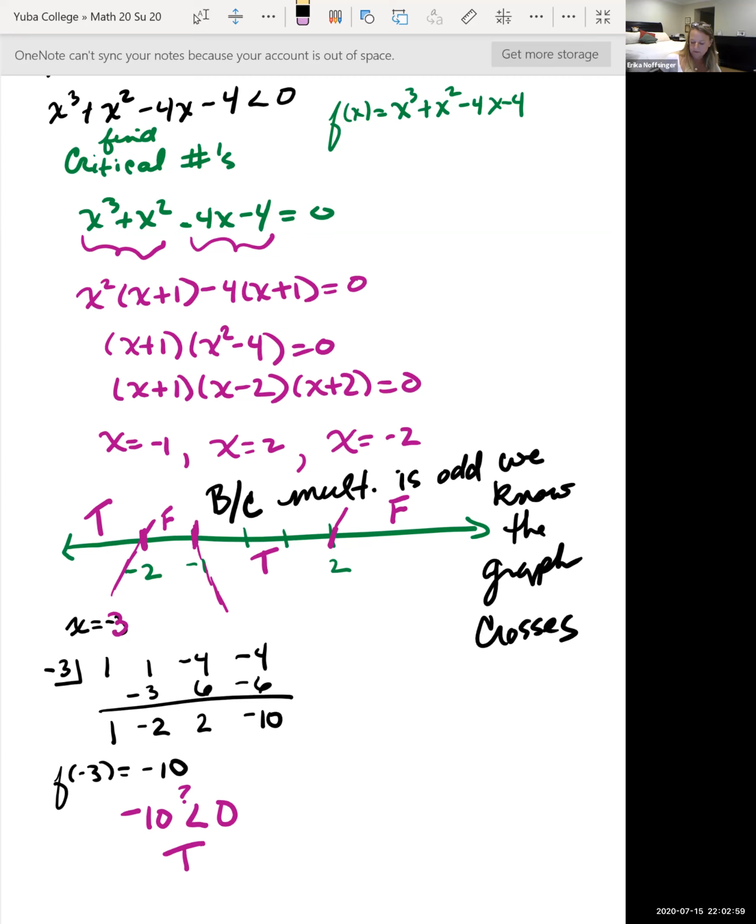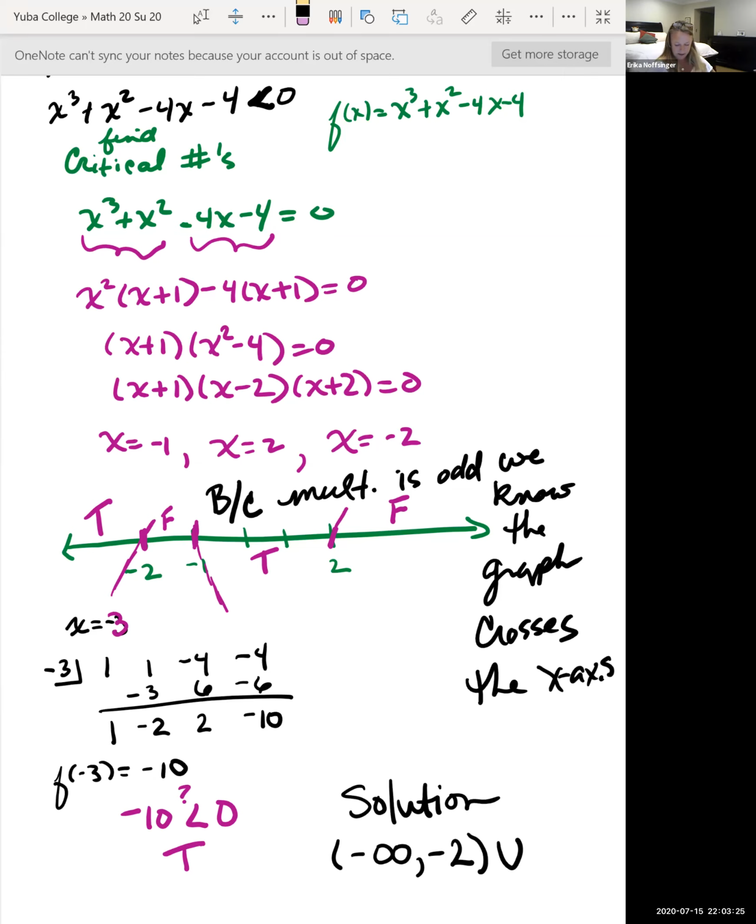X-axis. So our solution set would be any number you plug in between negative infinity and negative 2. Determine if you're going to include that endpoint, the one that sets it equal to 0. Well, that sets it equal to 0, so that's a false statement. 0 is not strictly less than 0, so parentheses.